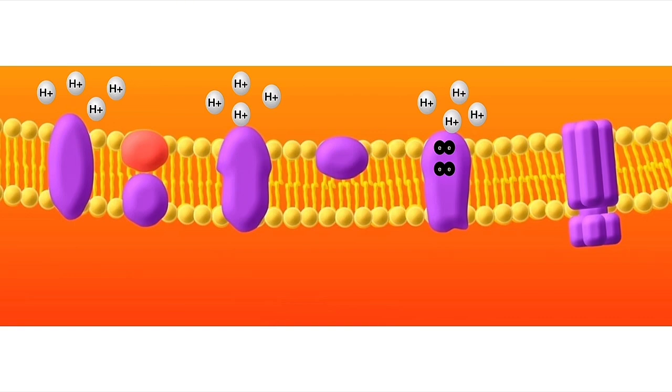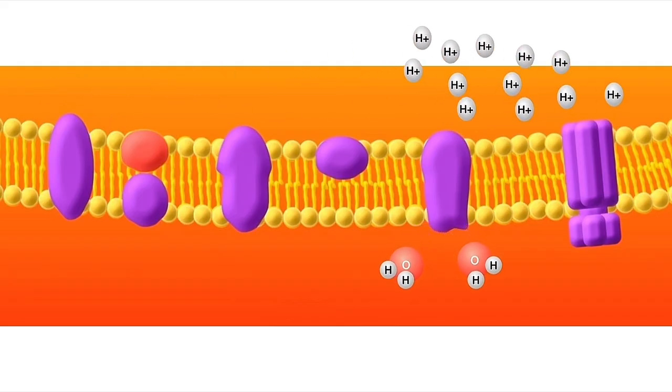Now the electrons need somewhere to go, so they go to the final electron acceptor, oxygen. Oxygen accepts electrons as well as hydrogens from the matrix, making water. We need oxygen for the whole process because it keeps everything running. The proton buildup in the inner membrane space creates a strong electrochemical gradient.